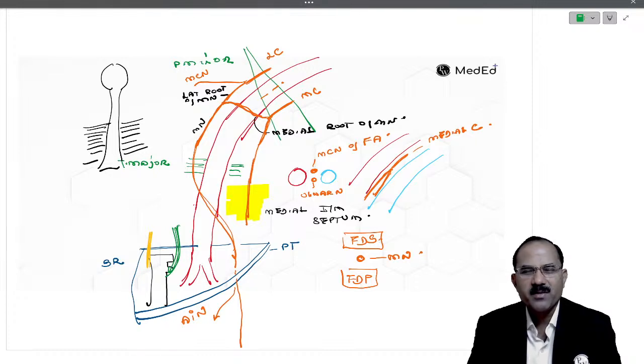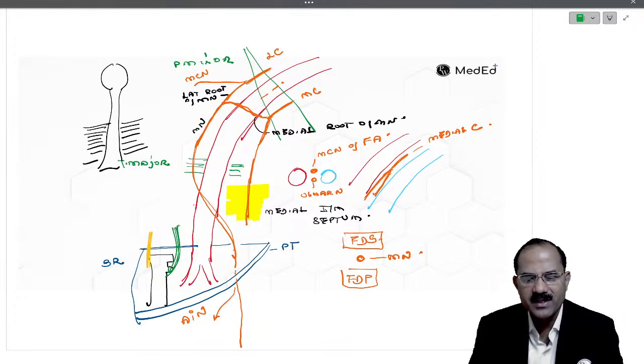Come on, come on, you can answer this. The ulnar nerve pierces the medial intermuscular septum along with an artery. Any guesses?